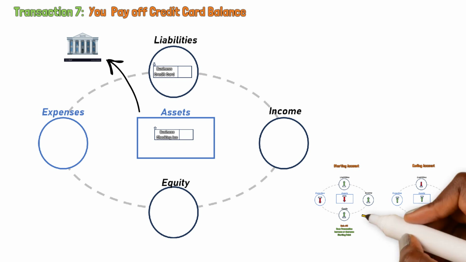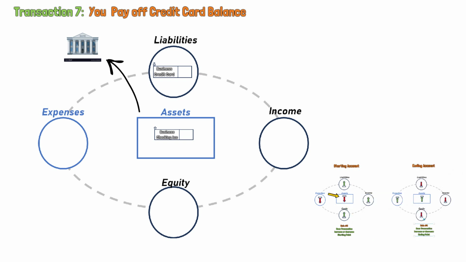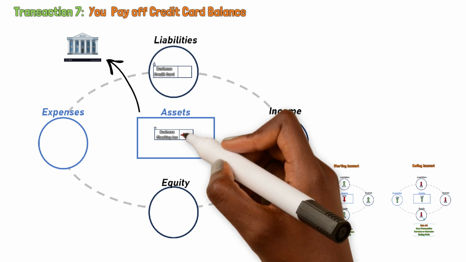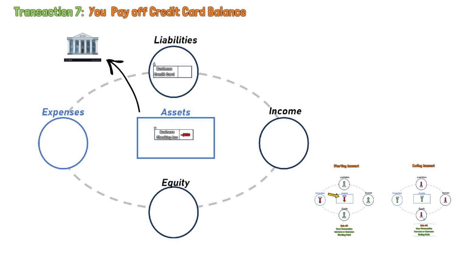Looking at our cheat sheet, we see that this transaction causes a decrease in the starting point. So we come over to the business checking account and register this decrease. We also see that the transaction causes a decrease in the endpoint, so we come over to the credit card account and enter this reduction in the credit card liability.